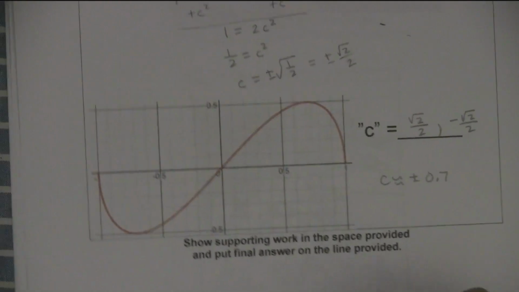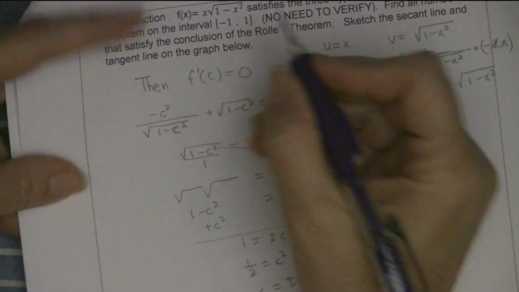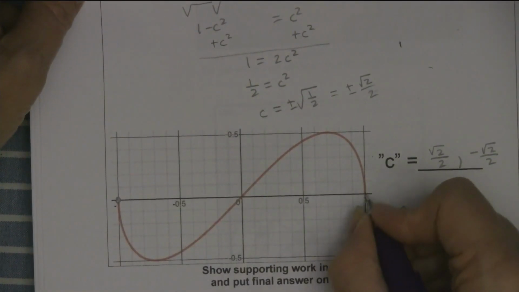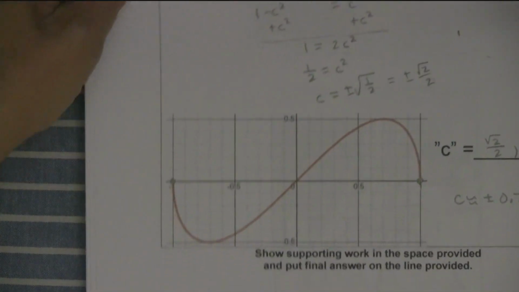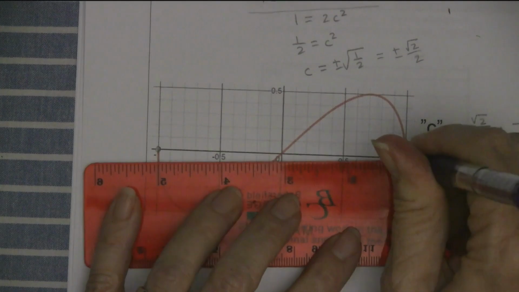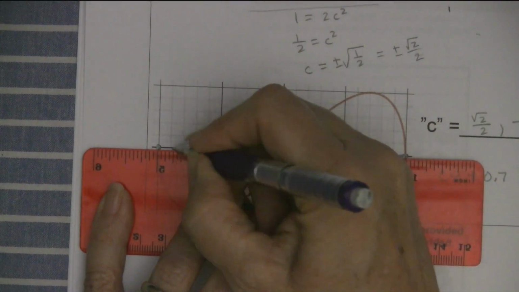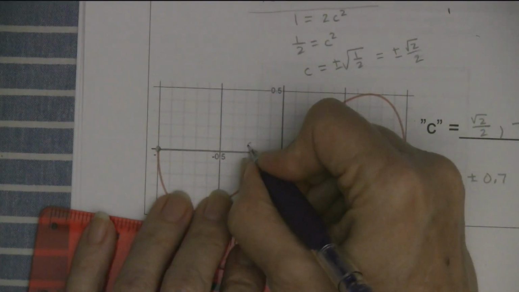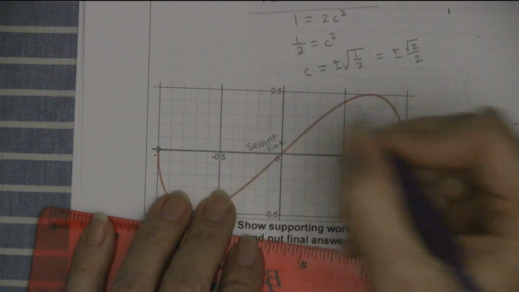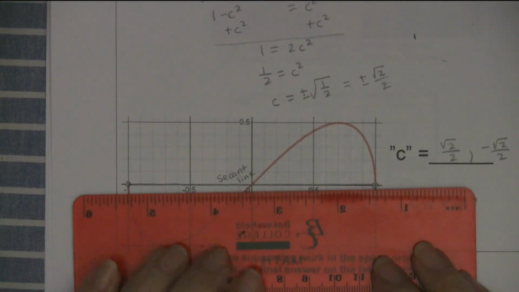So the secant line, remember it went from x is -1 to x is +1. So here x is -1, and here x is +1. And because it's Rolle's theorem, I expect that that's a horizontal line. If it wasn't a horizontal line, I'd be saying, what the heck? It's supposed to be a horizontal line. So there is the secant line. On the mean value theorem, it might be something other than a horizontal line.